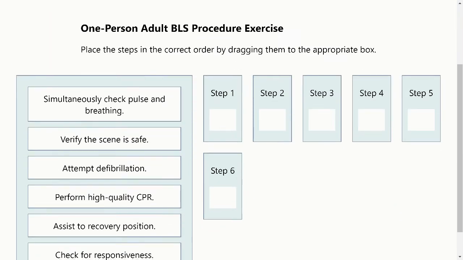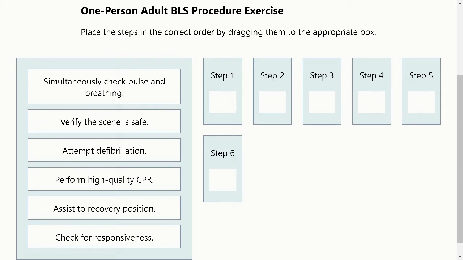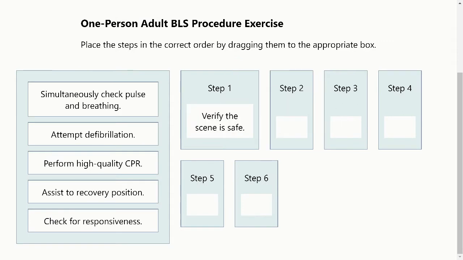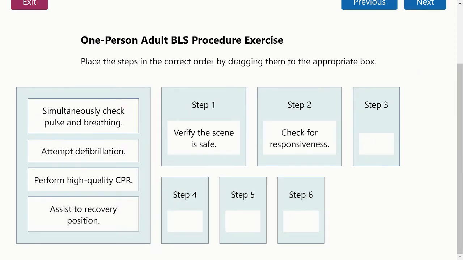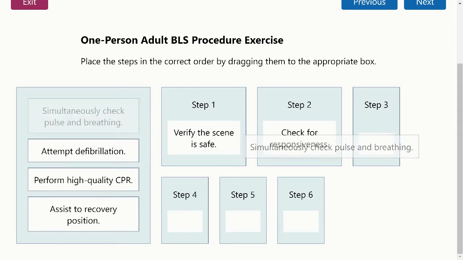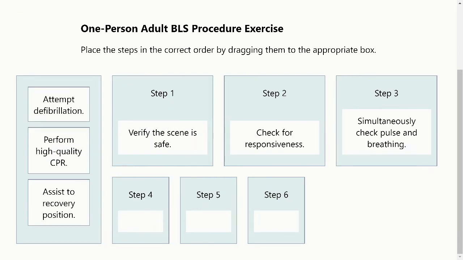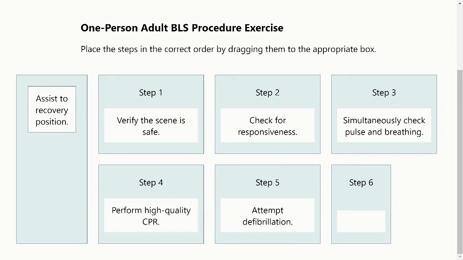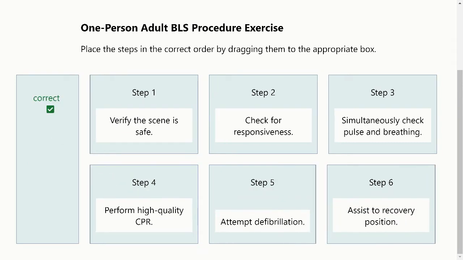All right, one person BLS procedure. What's step 1? You're going to verify the scene is safe. Check for responsiveness. That's tap and shout: are you okay? You're going to check pulse and breathing at the same time. High quality CPR. Defibrillation. And then assist to recovery position.